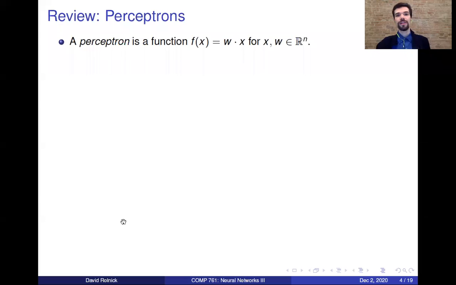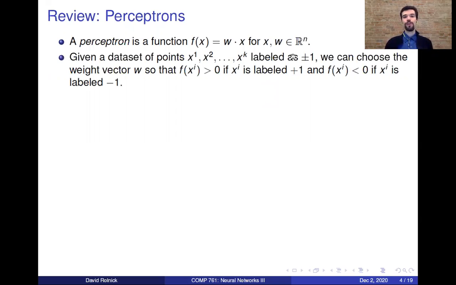So a perceptron is basically a function, which is a weight vector dotted with the input vector. The goal is to pick your weight vector such that if you have a data set of points, where some are labeled +1 and some are labeled -1, the function is greater than 0 if the data point is labeled +1 and less than 0 if it is labeled -1. So you're trying to come up with a hyperplane that cuts your data points so that everything on one side is +1 and everything on the other side is -1.